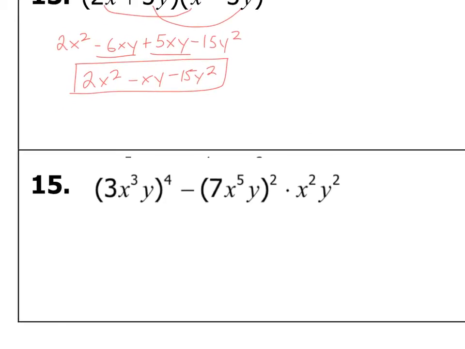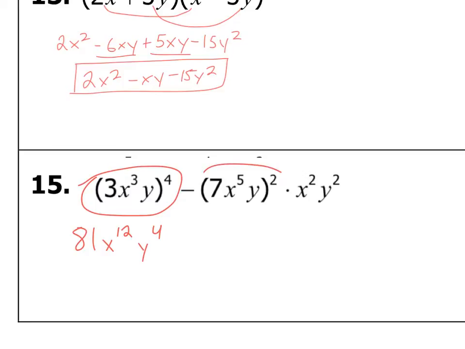All right. This one has a bit of everything. So we have the power rule, we have the product rule, we have subtraction, everything on there. Let's first do the product rule. So right over here, this would be product rule. So we would need to raise 3 to the 4th power first, which would be 81. X to the 3rd to the 4th power, that would be 3 times 4, which is x to the 12th power. And then y to the 4th would be y to the 4th power.